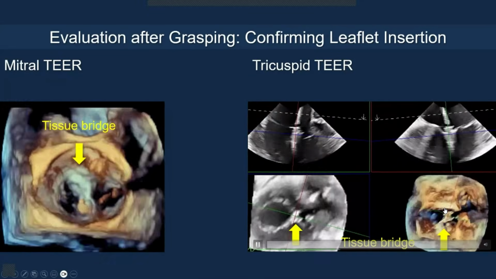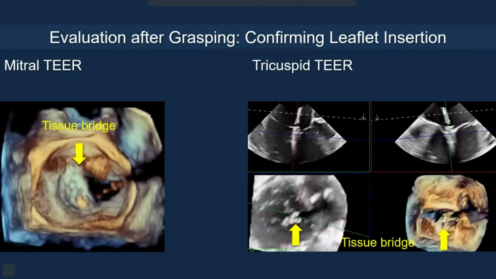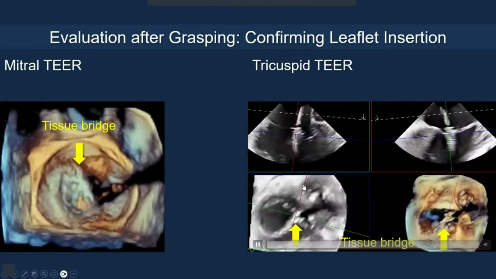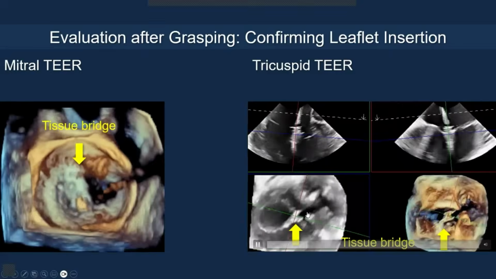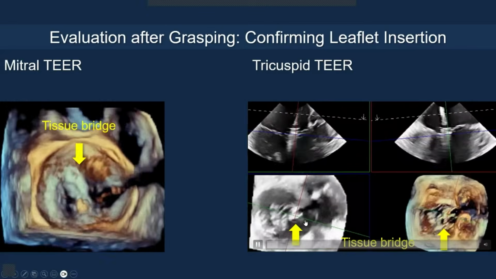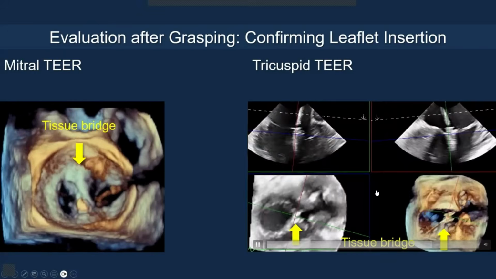Now, very important to evaluate for side biting of the leaflets for both procedures. What that means is that the leaflets are not inserted into the center of the clip. When that happens, you might have a color Doppler jet across the clip, and that means that you do not have an adequate insertion and you have to optimize.